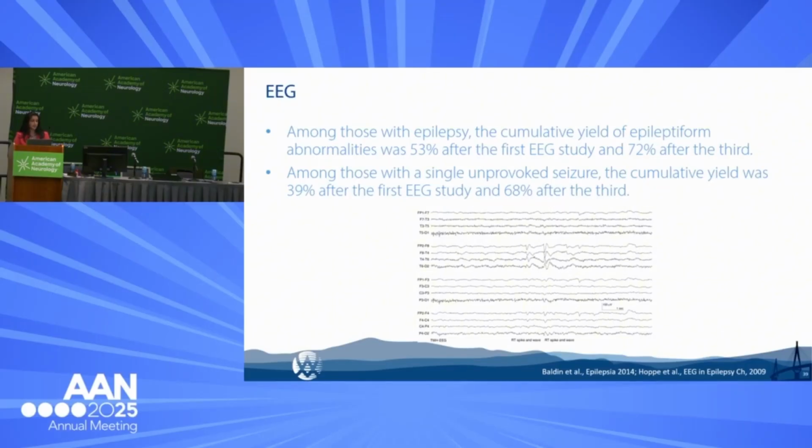I think one thing to remember is, among those with epilepsy, the cumulative yield of epileptiform abnormalities was 53% after the first EEG study and 72% after the third. And among those with a single unprovoked seizure, the cumulative yield was 39% after the first routine EEG and 68% after the third. And that's why we'll often do an ambulatory EEG off the bat so you have more prolonged monitoring, or certainly if your routine EEG is negative and you have a high suspicion that that event was a seizure, you should get a more prolonged monitoring.